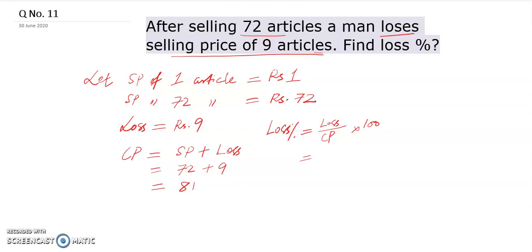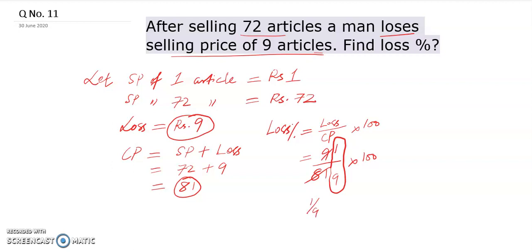So our loss is how much? Loss is rupees 9. And our CP is 81 into 100. 9 1s are 9, 9 9s are 81. Now here we have got 1 by 9. And we know the percentage value of 1 by 9 is how much? 11, 1 by 9%. So this is our answer.